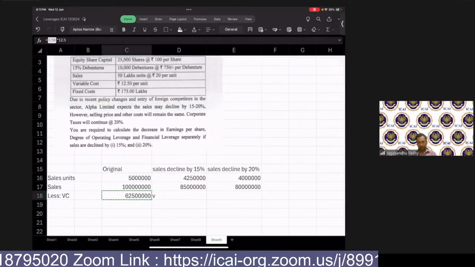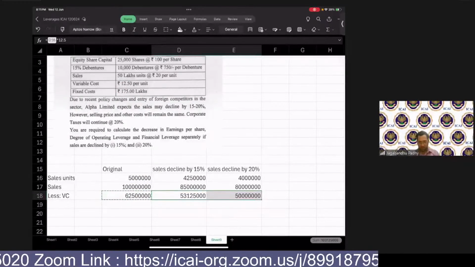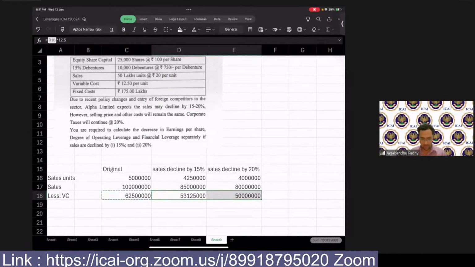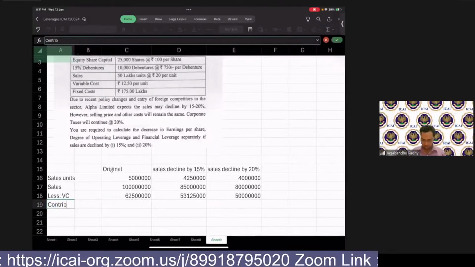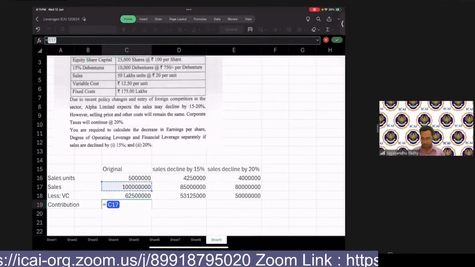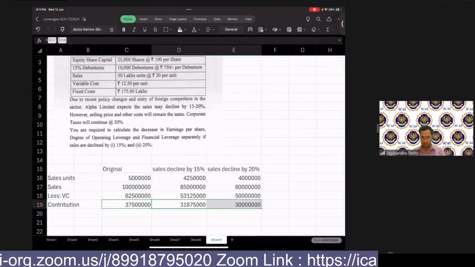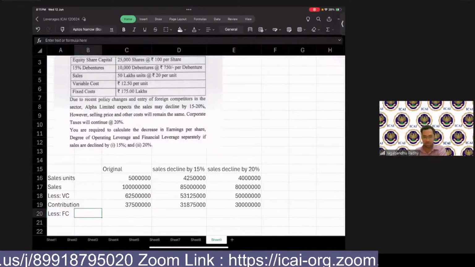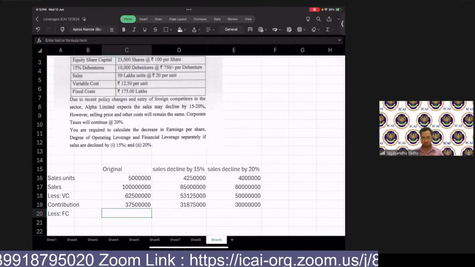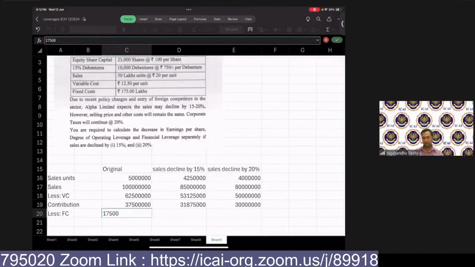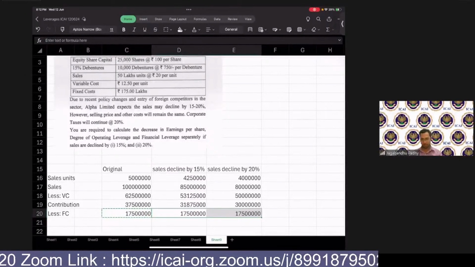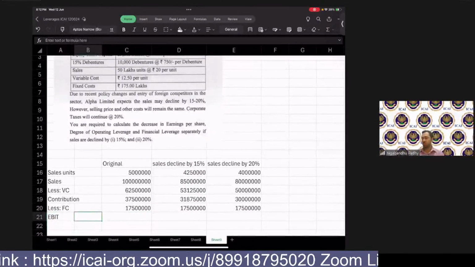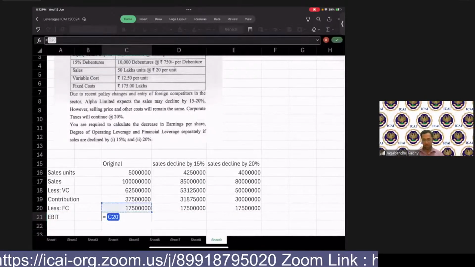That gives us the contribution, sales less variable cost. And then from contribution, we reduce the fixed cost. Fixed cost is also supposed to remain the same, 175 lakhs. That we get earnings before interest and tax, EBIT.